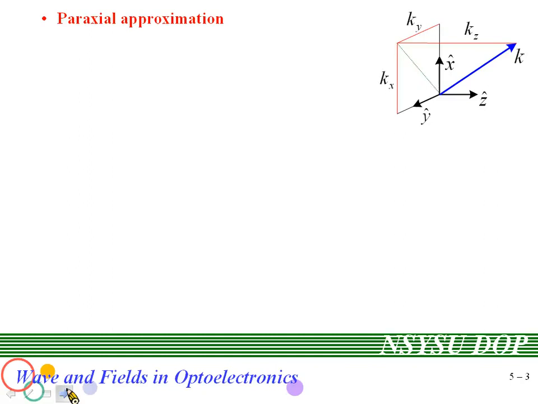If you consider a light beam of finite size, like a laser pointer, the beam will propagate like this. Most of the light wave from the pointer propagates very close to the z-axis, right? Under this situation, we will use the paraxial approximation. The paraxial approximation means that the wave propagates very close to the propagation axis.